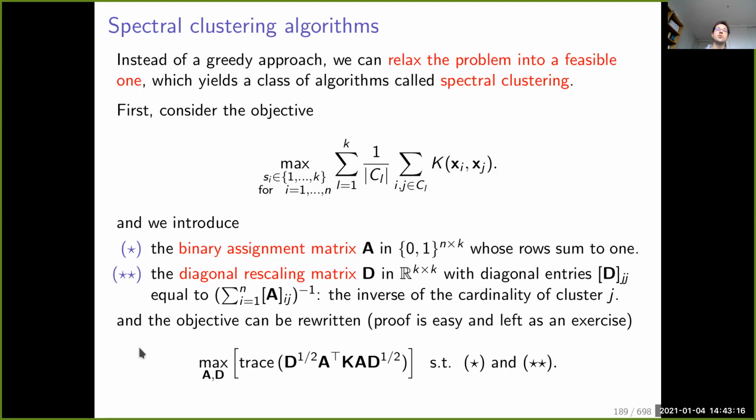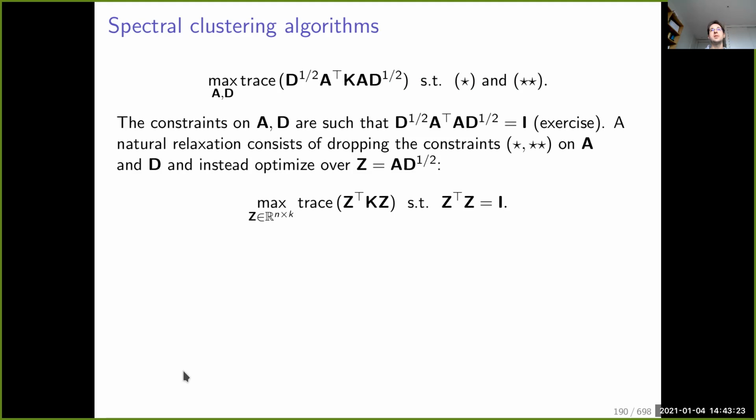So now you will see why we do that, why we don't like to play with these double sums, why we use this trace operator. What we're going to do is to consider this optimization problem on the top, which is hard to solve, look at the constraints star and double star, and relax these constraints to make the problem simpler. By making the problem simpler, we hope that we don't modify too much the problem, but we turn it into something we can solve. This is the principle of relaxation, which is very classical in optimization.